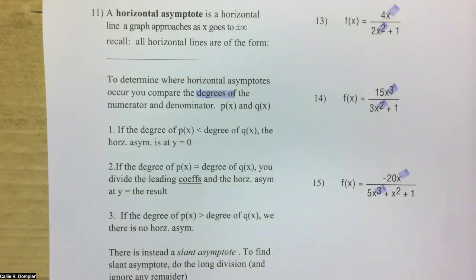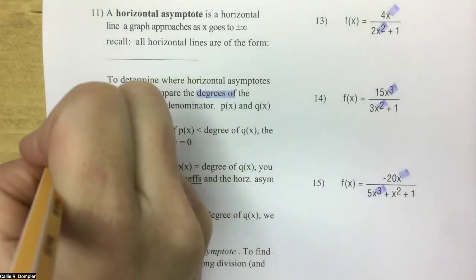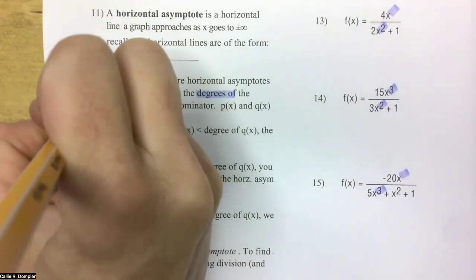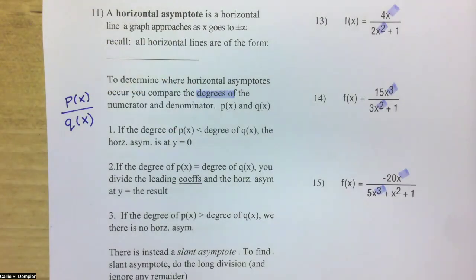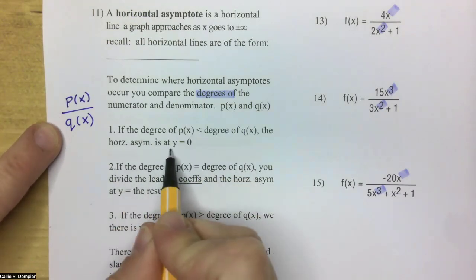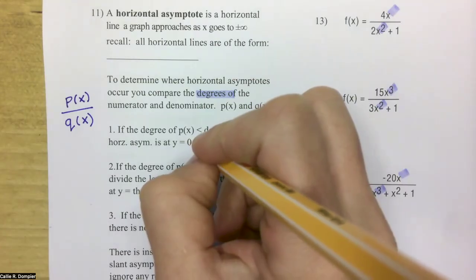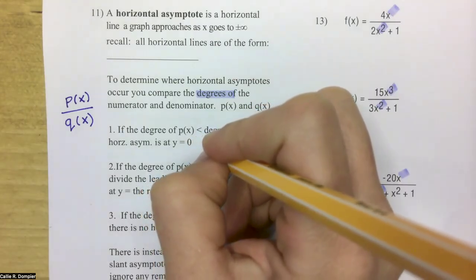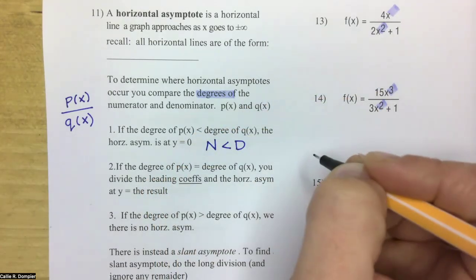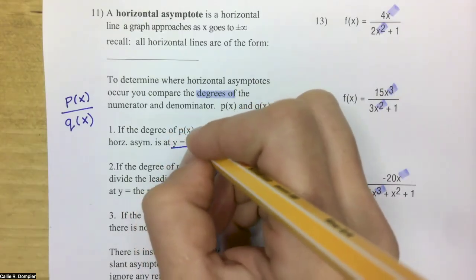Remember, we're calling the numerator p of x, and we're calling the denominator q of x. If the degree of p of x is less than the degree of q of x, so we have p of x over q of x, you can also just call it n over d, right? If the top one is less than the bottom one, the horizontal asymptote is at y equals 0. So another way to write it would be if the numerator degree is less than the denominator degree, the horizontal asymptote is at y equals 0.